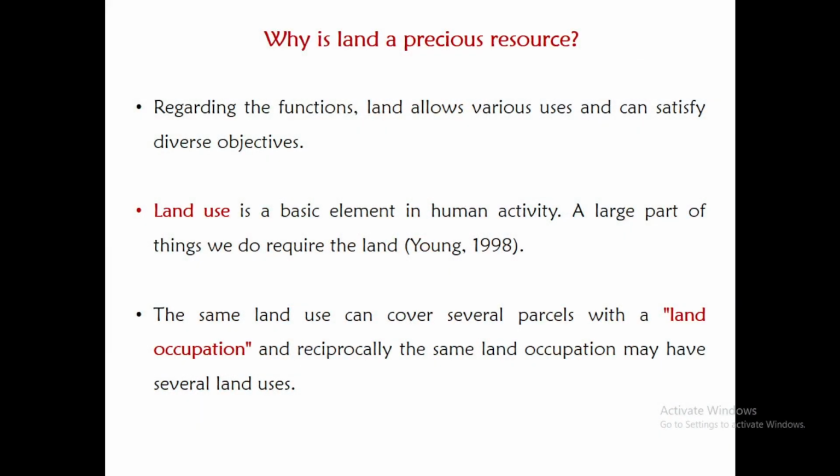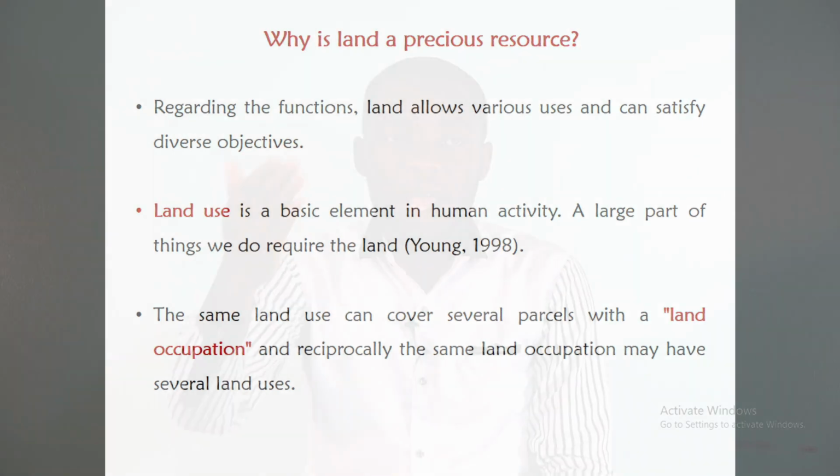So why is the land a precious resource? This is a question that everyone in this class can respond to. Can anyone try? Exactly. The function of the land allows various uses and can satisfy diverse objectives. As humans, we need to live. For our livelihood, we need resources to support us. And one among the precious resources that will sustain our life is the land we are living on. So we need to use the land to sustain our life.